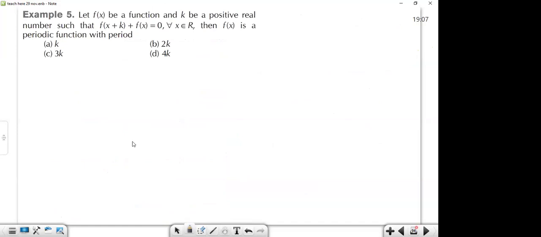Great. So let's now discuss this question. Given f of x be a function, and k be a positive real number such that f of x plus k plus f of x is equal to 0 for all x belonging to real numbers. Then f of x is a periodic function with what period? We need to find the period of f of x, so we need to write it in the periodic format.